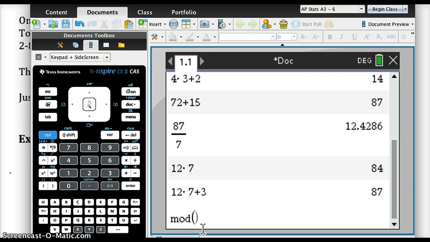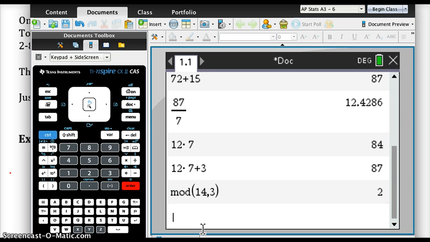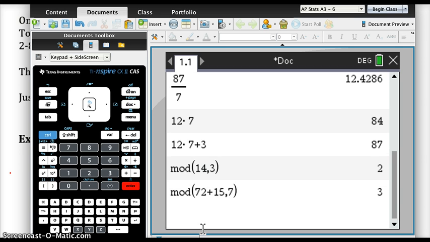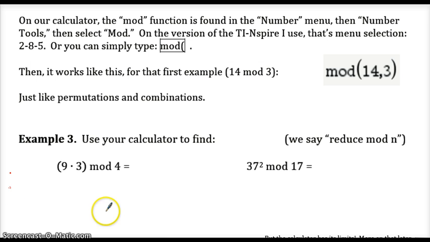But then after that, if I want to do 14 mod 3, I put this within the mod calculation and it just does that. I think I could even do stuff like this. That last one we did was 72 plus 15. I can put that expression in there. Oh, I might want to do another set of parentheses. Comma, what was it, 7? Yeah, and it just tells me that it's 3. So that's a whole lot fancier than the way we did it before.